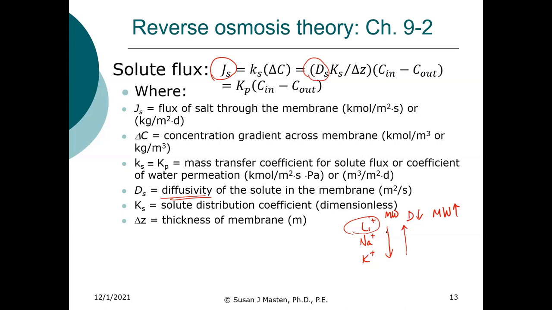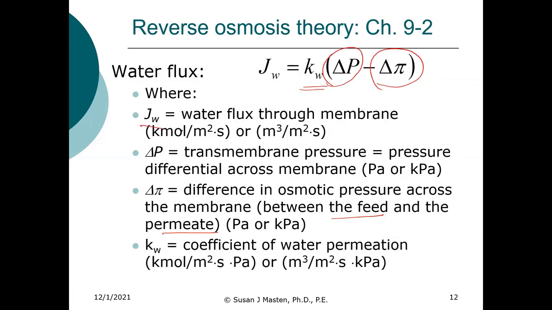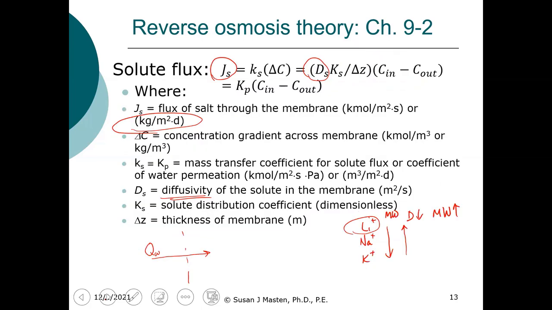Okay, what is flux? So flux is just, here's our membrane. We have water passing through. Okay, we can talk about flux of water, which is what we have here. So it's the flow rate. But notice it's given here typically in kilomoles or mass per unit area of membrane per time. Okay. Or it can be a volumetric flux for water. For salt, it's typically mass, often as, for instance, kilograms, so it's the kilograms of salt per area of membrane per time. Okay.